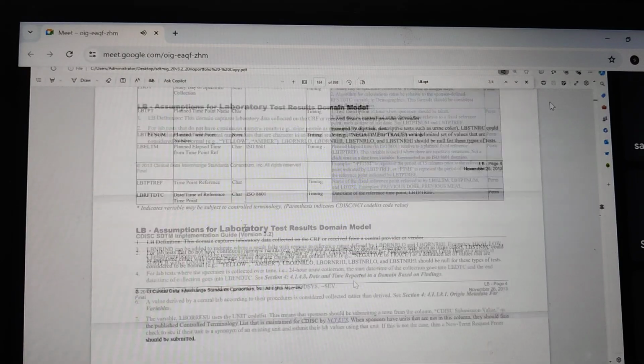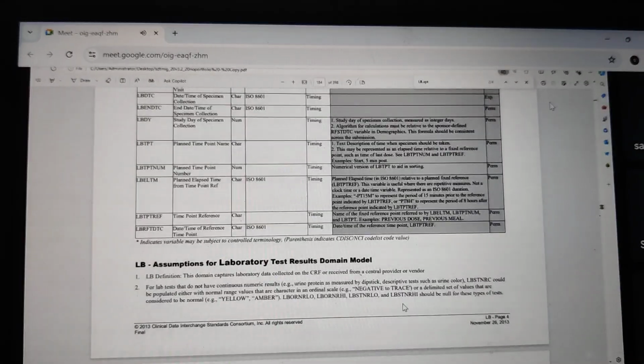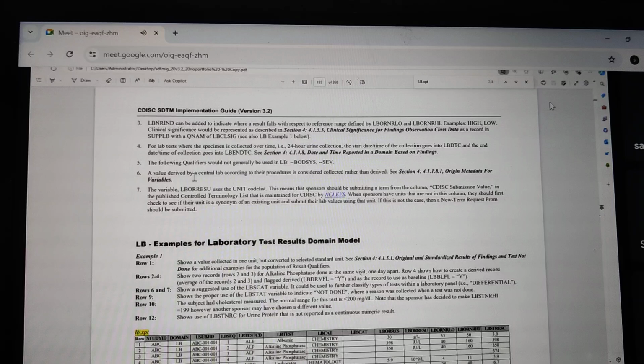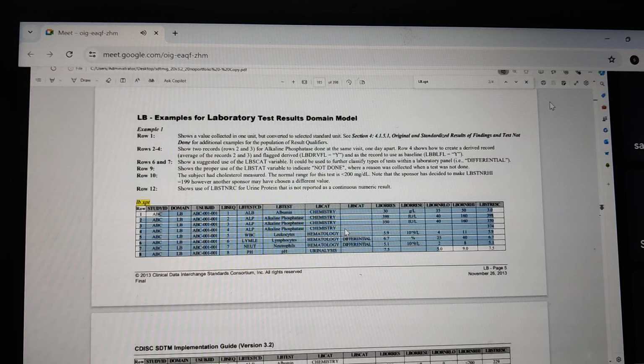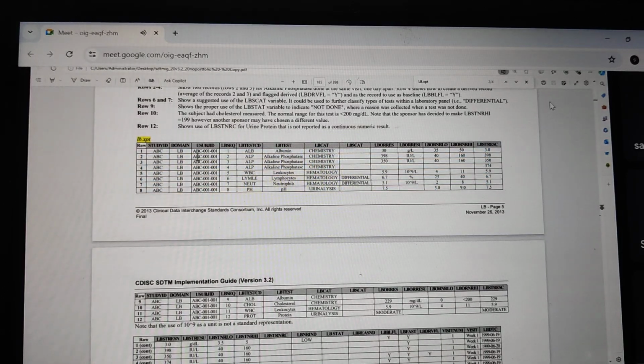So if you can see, there are a lot of assumptions for LB, and then the real-time example. These are the assumptions. You go and read this. With this table, they will explain row by row. So if you can see, this is the LB domain.